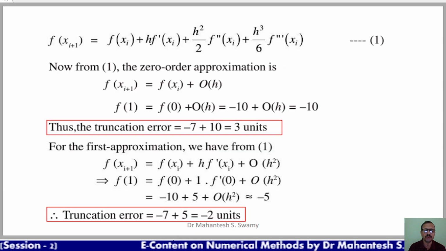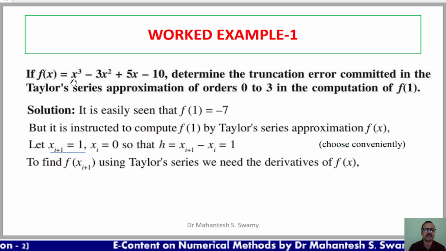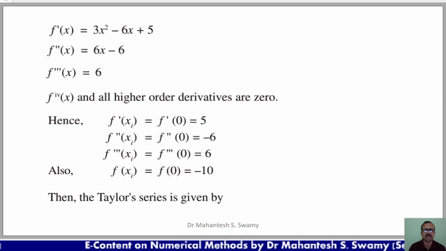In order to compute those values, let us see. The f value we have in the question itself, they have given f to be this one. You differentiate this, you will get f dash. The second order derivative is also obtained in the same way. So f dash is 3x square minus 6x plus 5. Its derivative will be f double dash of x, that is 6x minus 6. Its derivative will be f triple dash of x, that will be simply 6.